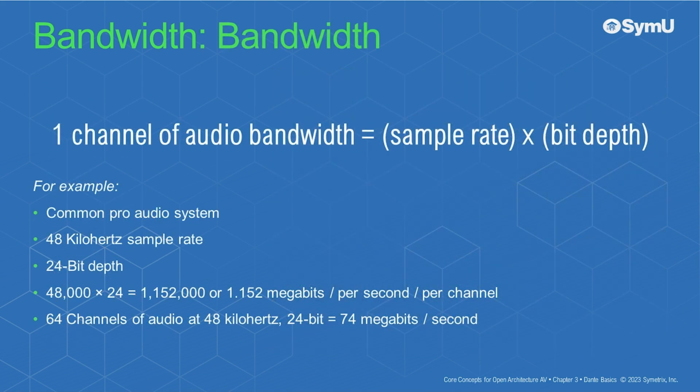When discussing pure digital audio, not network digital audio, which is calculated differently although related, one channel of audio bandwidth equals sample rate times bit depth. For example, a common pro audio setup with a 48 kHz sample rate and 24-bit depth: 48,000 times 24 equals 1.152 megabits per second per channel. So, 64 channels of audio at 48 kHz, 24-bit equals 74 megabits per second.